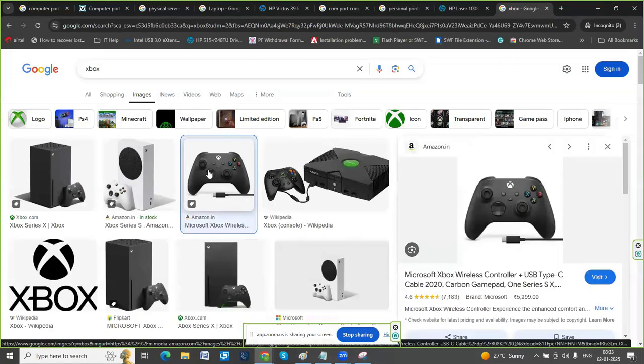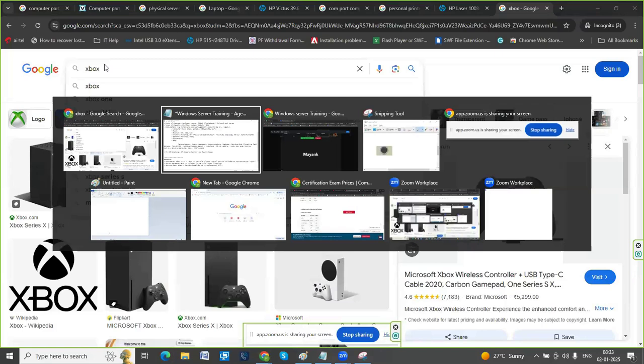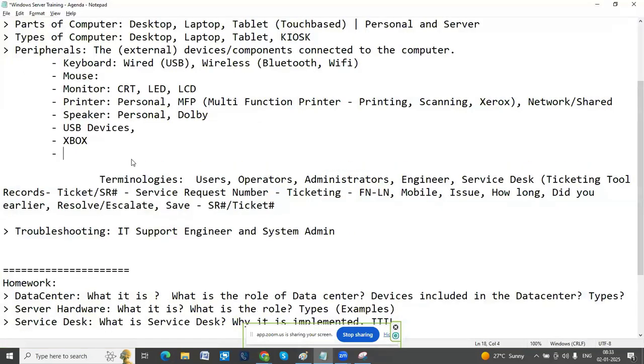Are you aware? Yes, sir. This is what we are using for gaming purposes. Okay. Next, one more example. Projector. Are you aware of it? Yes, sir. Projector is also one of the types of monitor itself.